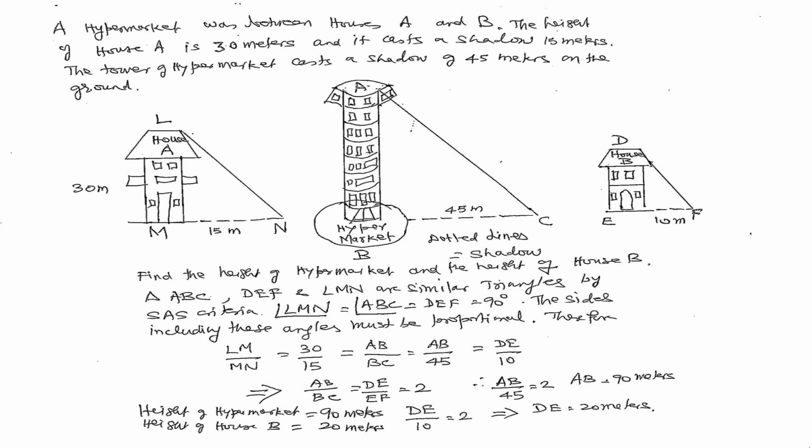Then height of house B, DE by 10 is equal to 2. Then height of house B, DE, is equal to 20 meters.